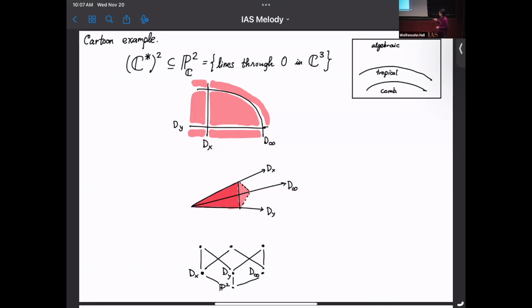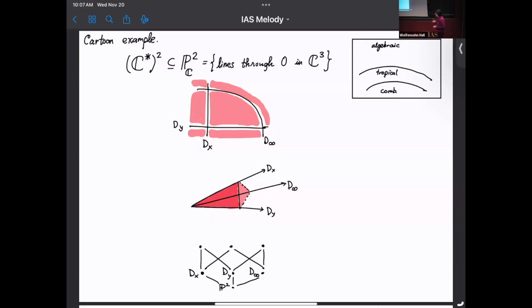So this is a variety. It's sort of a cartoon example. I'm not expecting you to get extremely excited about insights about the topology of C star squared. But there is nice combinatorics already when considering the variety C star squared inside its compactification P2.